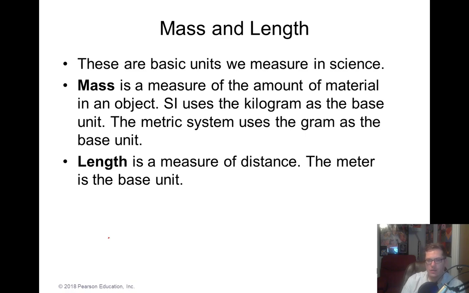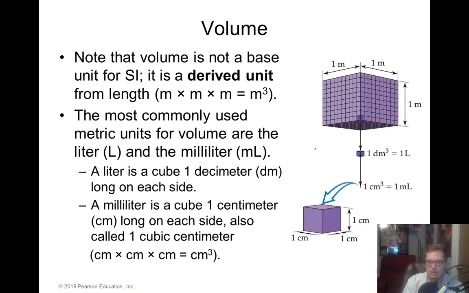Mass and length. Mass is the measure of the amount of material in an object. The SI uses the kilogram. That's bizarre, different than the gram. Okay. The length is a measure of distance. Okay, we use the meter, right, as the base unit. Volume, this is a derived unit. We kind of already talked about this. Meter times meter times meter. Okay. And then a liter is defined as 1 cubic decimeter.